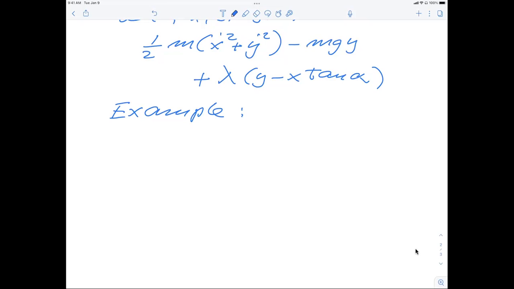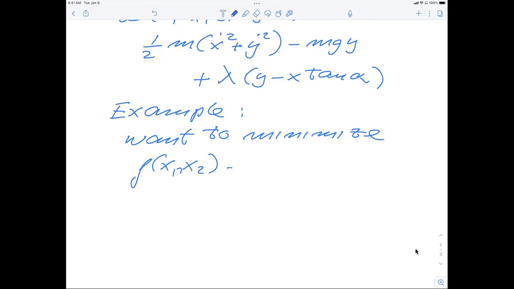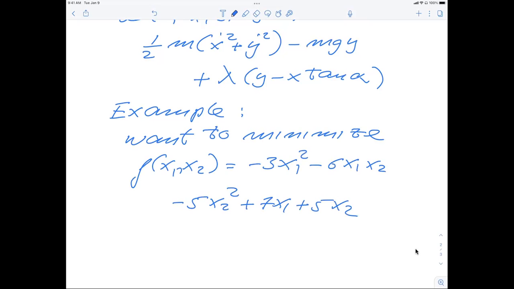So we have a function which we want to minimize. This is a function f of x1 and x2, and it's given by minus 3 x1 squared minus 6 times x1 times x2, and then minus 5 times x2 squared plus 7 x1 plus 5 times x2.